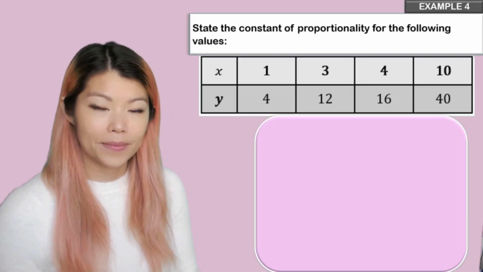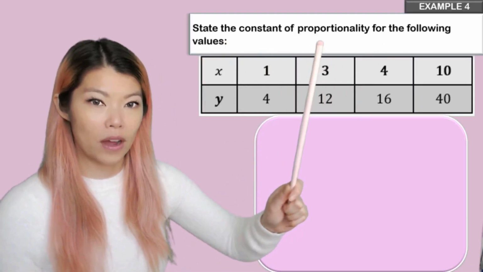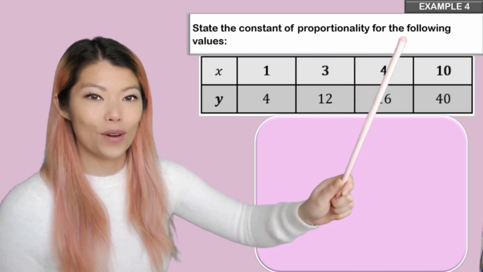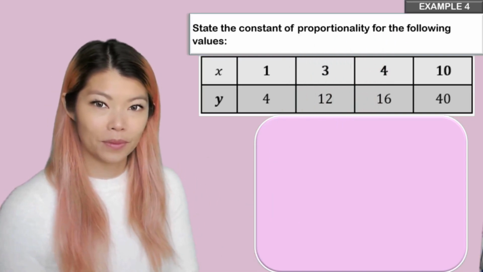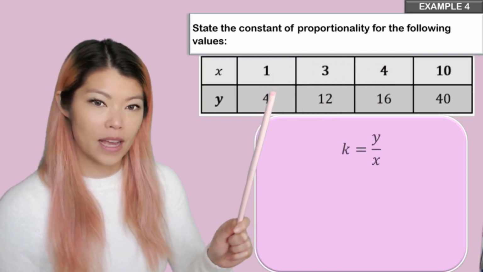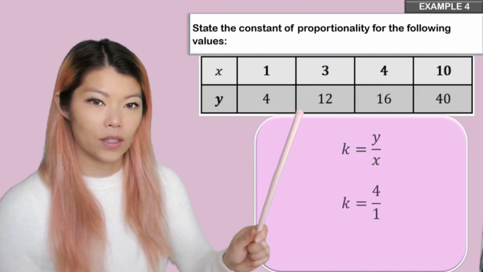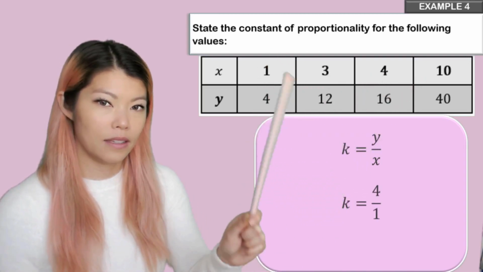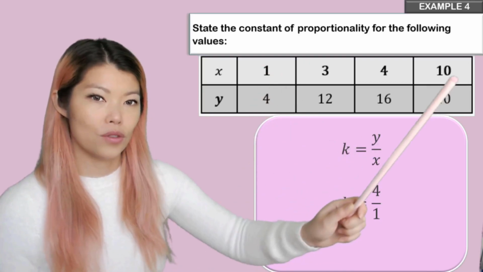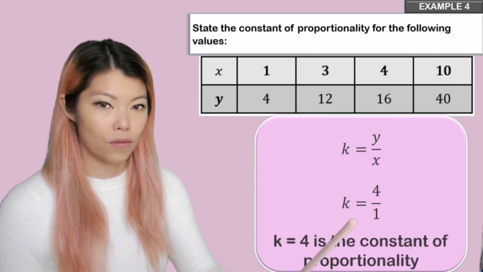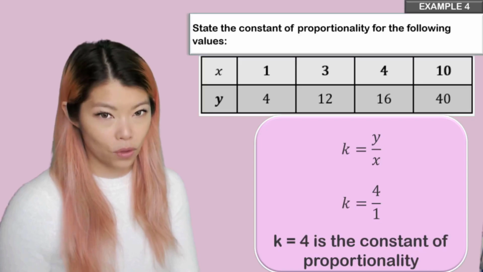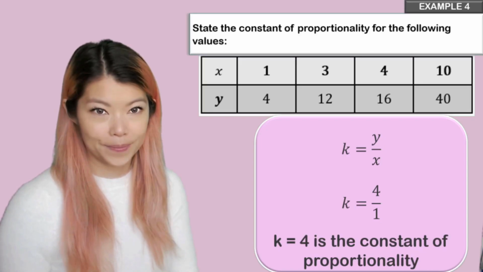Let's use that. State the constant of proportionality for the following. So we have y over x is what we're looking for. So we can plug in any, but I'm going to plug in the easiest one, which is 4 and 1. You could do 40 and 10, you will still get 4. So k is equal to 4, the constant of proportionality.